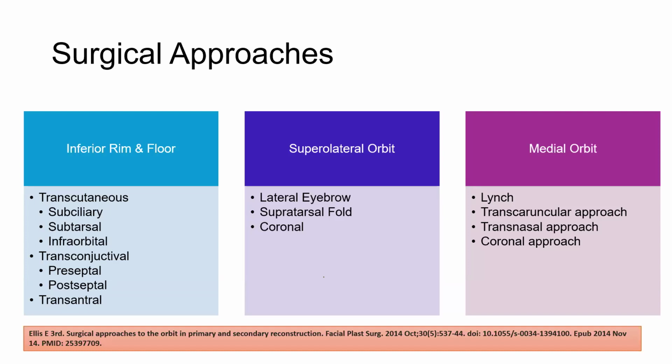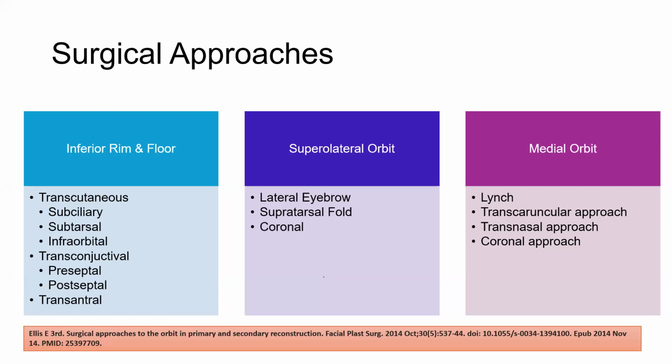Broadly, we can classify the surgical approaches into two: one is transcutaneous, the other one is transconjunctival. Here, the approaches are divided according to the area of exploration. For example, if you are approaching the inferior orbital rim and floor, in transcutaneous, you can use subciliary, subtarsal, or infraorbital. In transconjunctival, it can either be preseptal or postseptal.